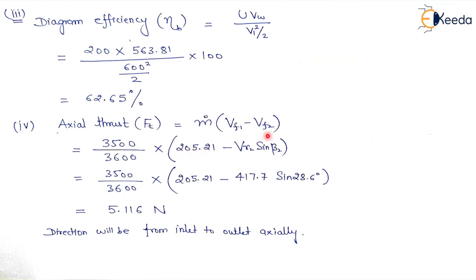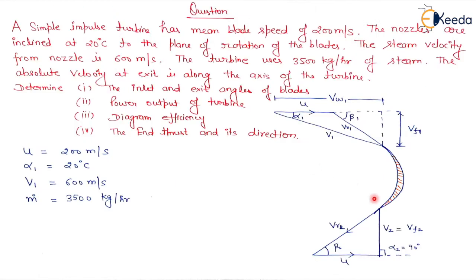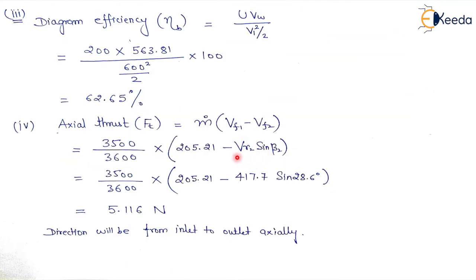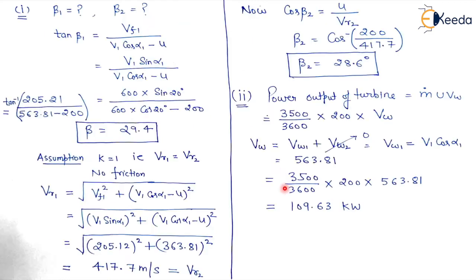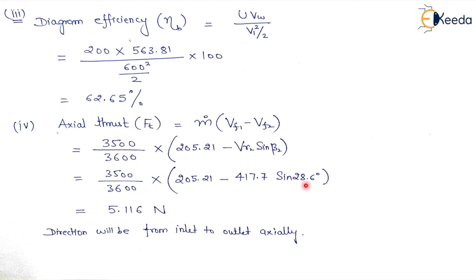And what is the value of VF2? VF2 is equal to VR2 sin beta 2. From the outlet velocity triangle, we can calculate VR2 sin beta 2. So if we solve this, VR2 we know 417.7 into sin beta 2. Beta 2 we got 28.6, sin 28.6. After solving this equation, we will get the axial thrust 5.116 Newton. In this case, the direction will be from inlet to outlet axially. The axial thrust direction will be from the inlet to the outlet, along the axis.